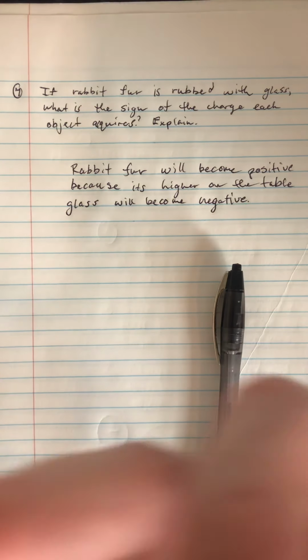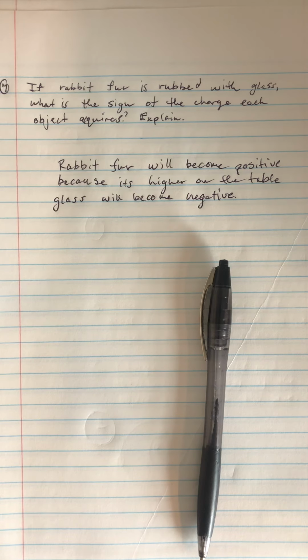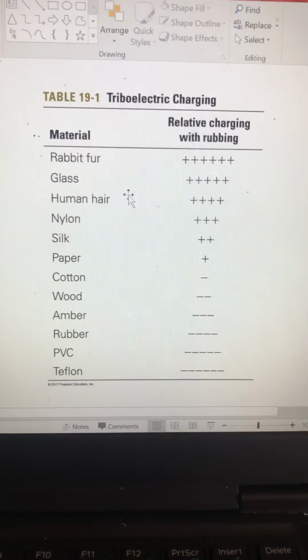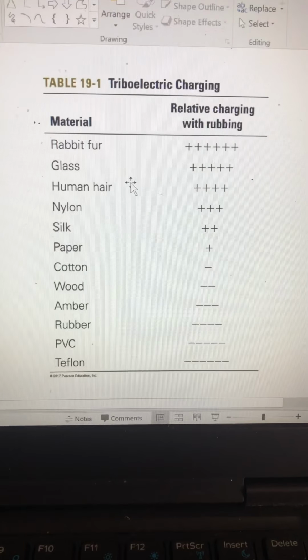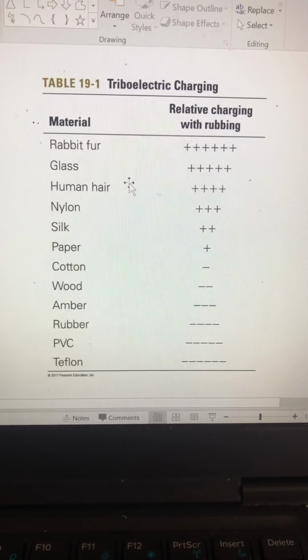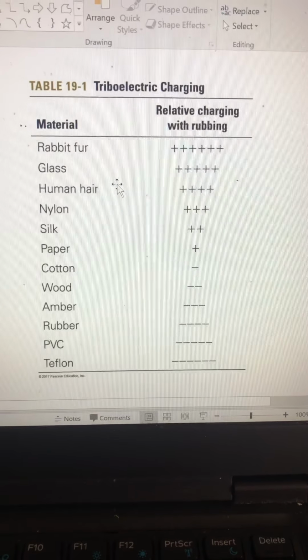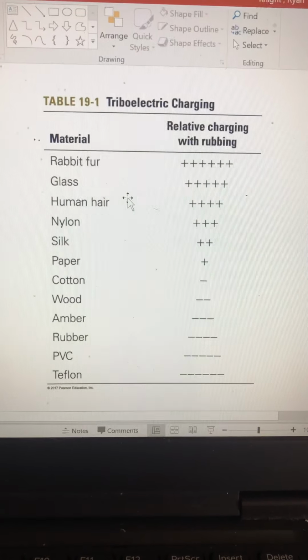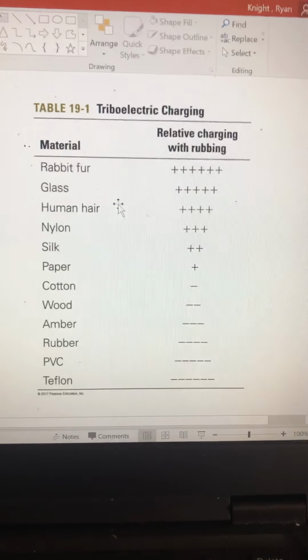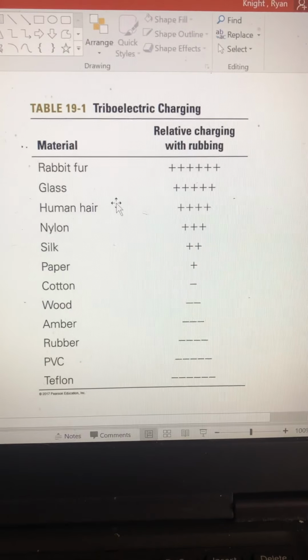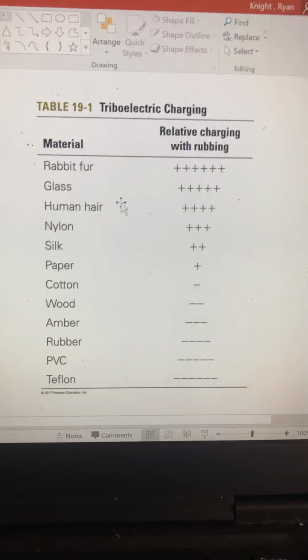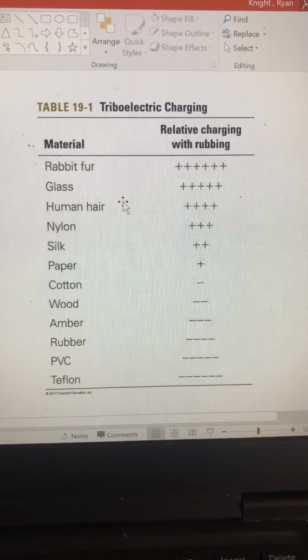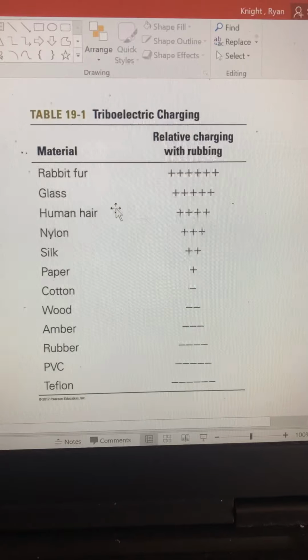So the table here really is just a representation of how willing things are to give up and take electrons. Things that are near the top of the table, which like to become positive, are very willing to give up electrons. Rabbit fur, glass, human hair, they want to become positive. They want to give up electrons, so they give up electrons very easily. Things at the bottom that like to become negative like to take electrons. They like to hold on to electrons. They like to get more electrons. So things like Teflon and PVC and rubber like to hold on to their electrons and actually get more electrons, so those become negatively charged.